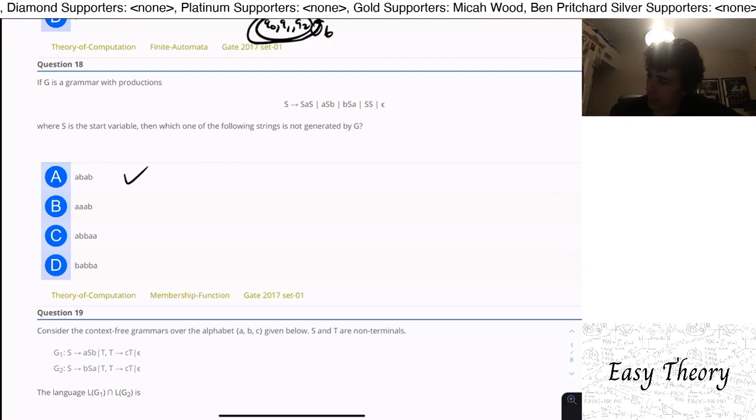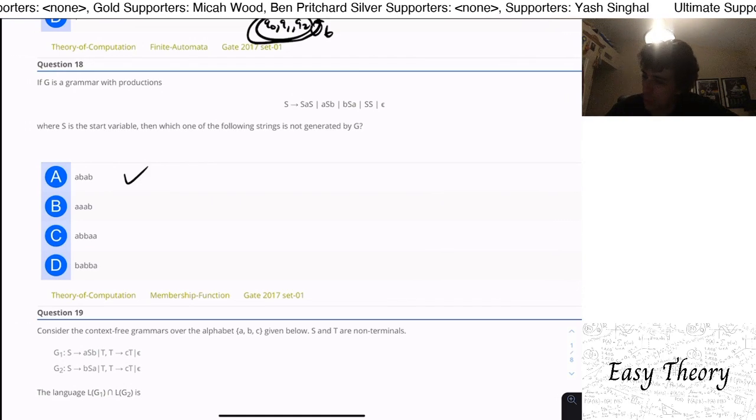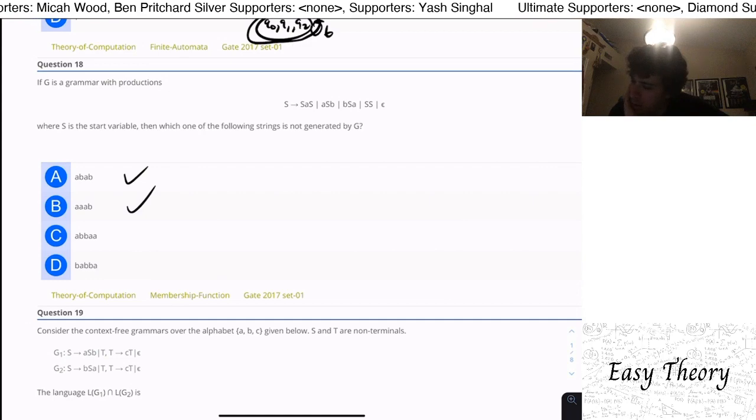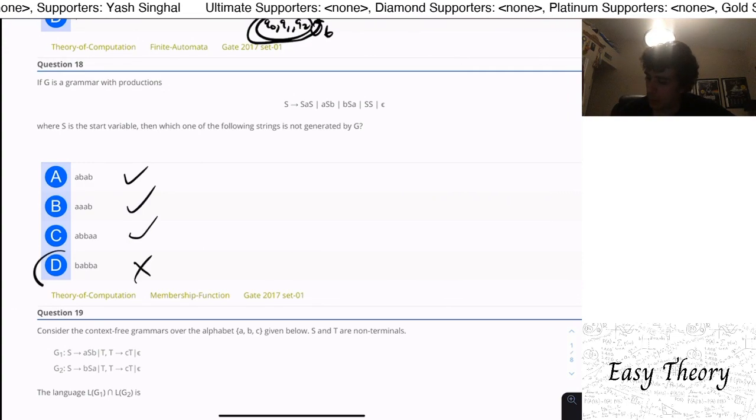So this one, can we get 3 A's? Let's see. Yeah, we can get 3 A's because we can apply this rule as many times as we want and have S go to empty, so that one can go. This one can, which means this one can't, so this is the answer.